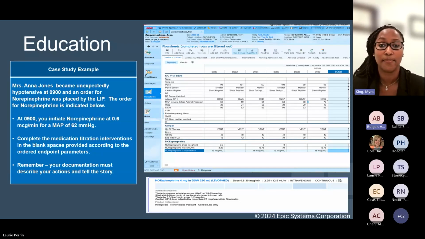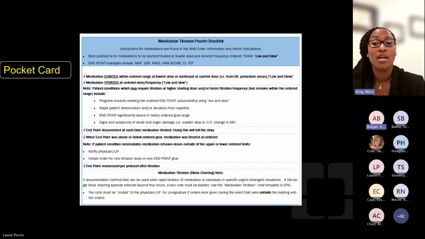Next slide, please. We developed a pocket guide. On this pocket card, it was available at the bedside, so nurses could reference it as they were completing their titrations. Essentially, it was a checklist, and it reminded nurses that our best practice, our policy states that you titrate at the lowest dose and the slowest frequency.